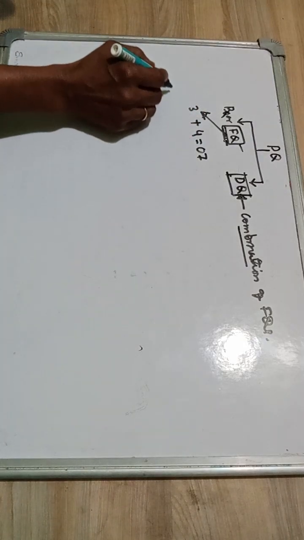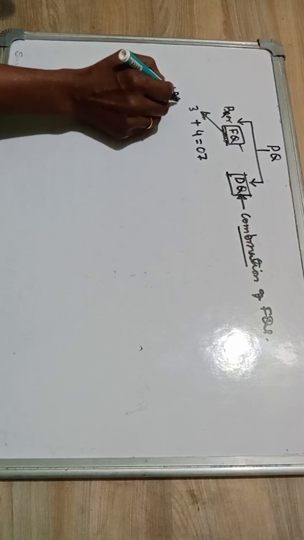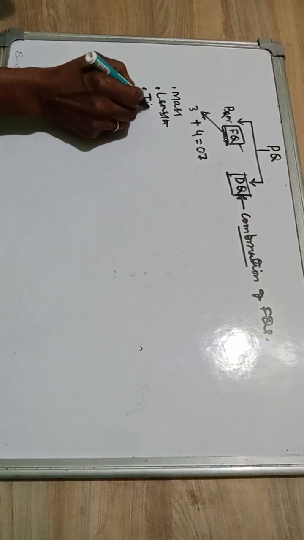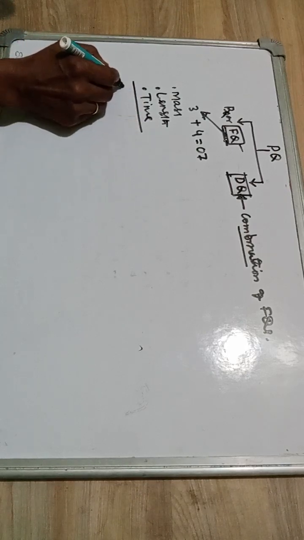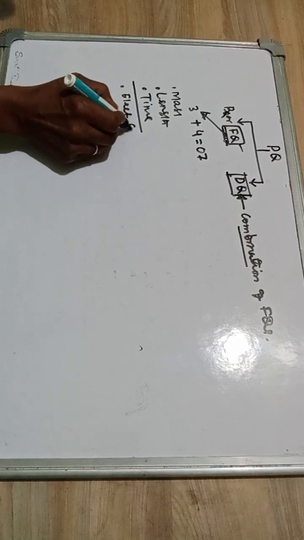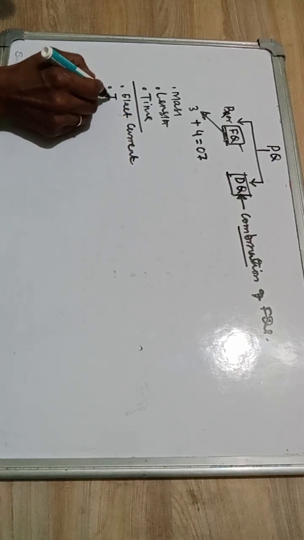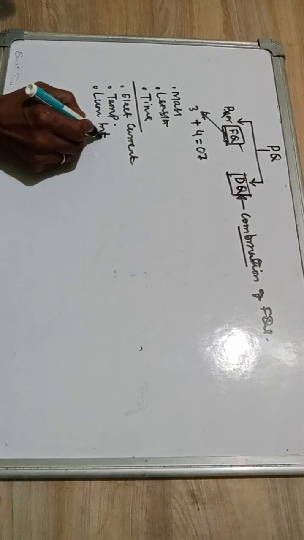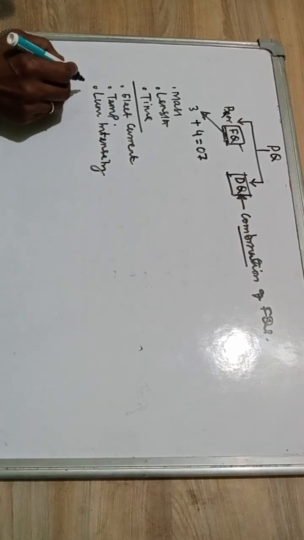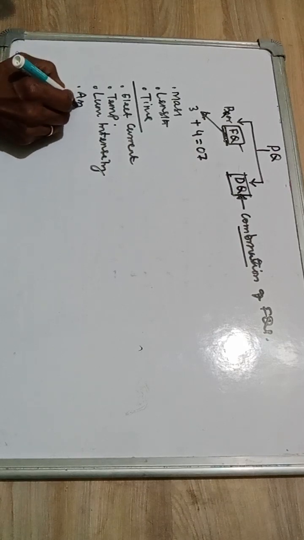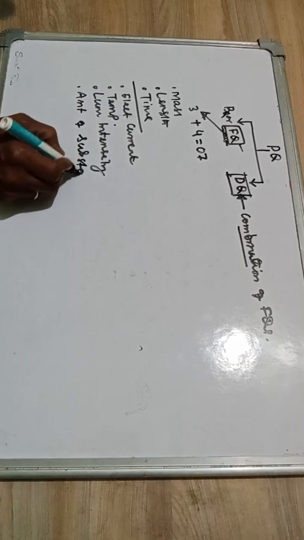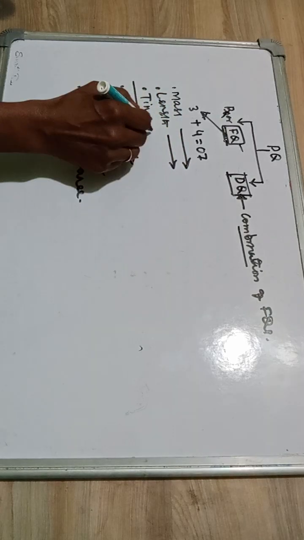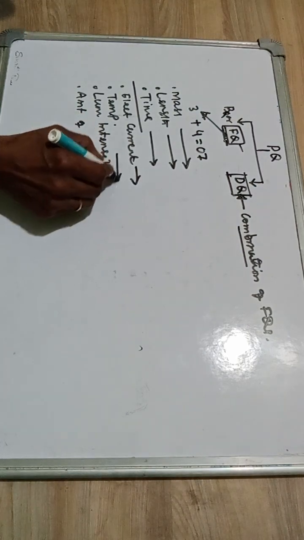These fundamental quantities are mass, length, time, electric current, temperature, luminous intensity, and the last one is amount of substance. All these fundamental quantities can be measured.